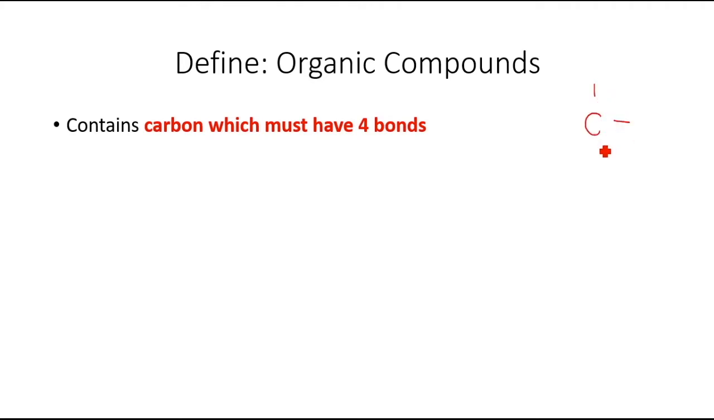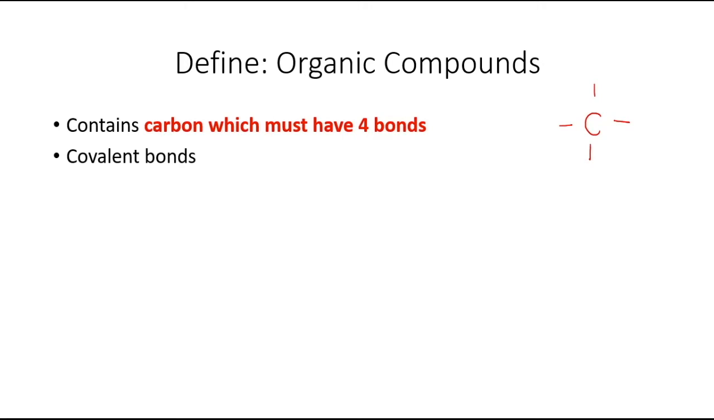So when we define organic compounds, what are we talking about? An organic compound contains carbon. Because of the way carbon is in terms of its outer electrons and its molecular structure, this carbon must have 4 bonds in total. So we end up with a carbon that has 4 bonds extending out from it. This can be bonded to hydrogen, oxygen, or nitrogen. It really depends on what compound we're talking about. But that's rule number 1.